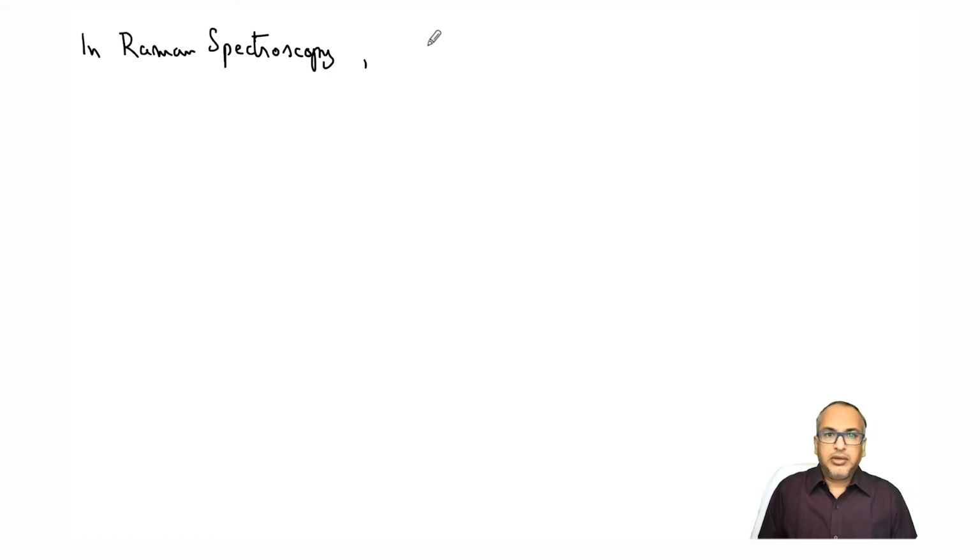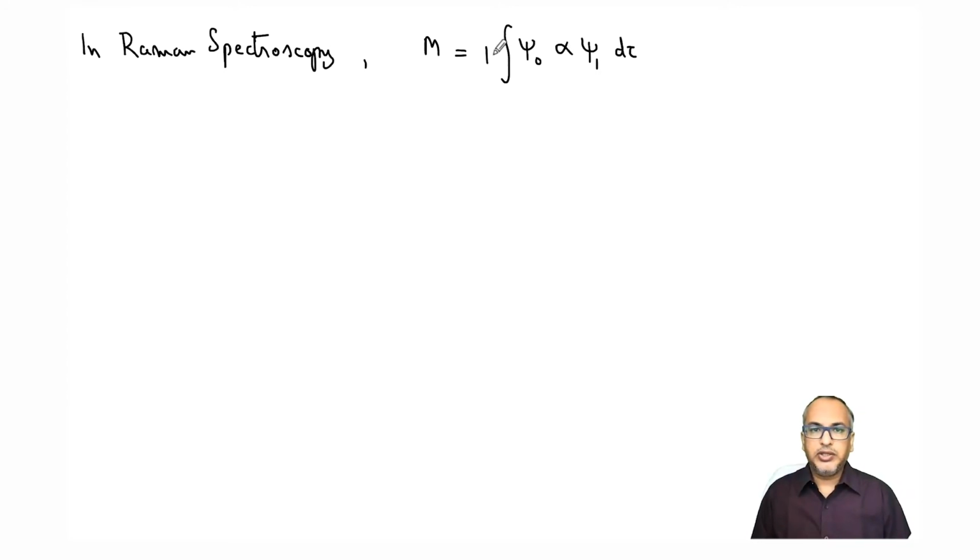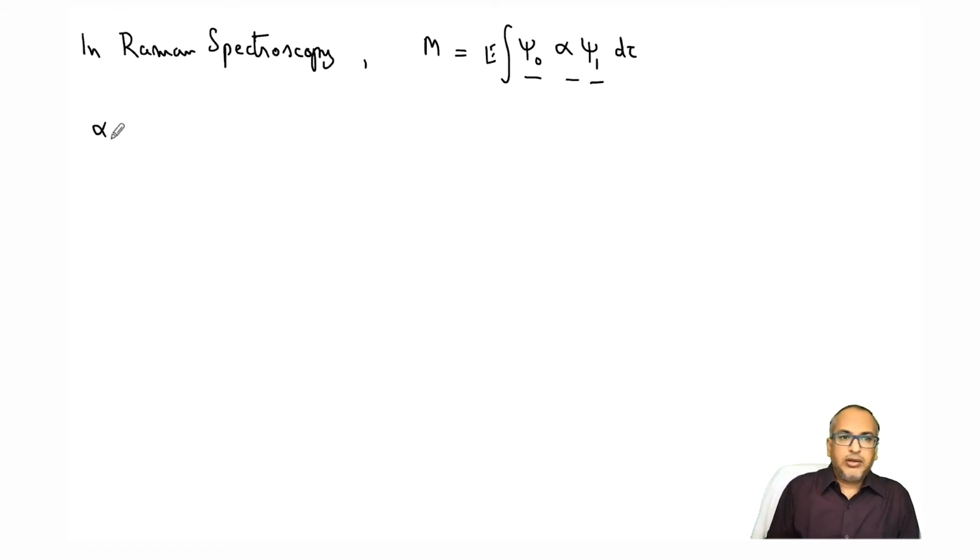In Raman spectroscopy, the transition moment integral, that is m, changes to integral psi 0 alpha psi 1 d tau, right? So you can still write mu as alpha e, so you have e outside. So basically you are interested in the symmetry of psi 0, alpha and psi 1, right? So alpha, you can say alpha ij here. Alpha ij has 6 components.